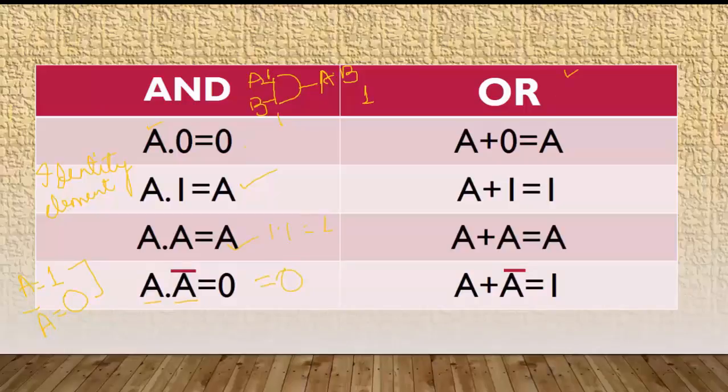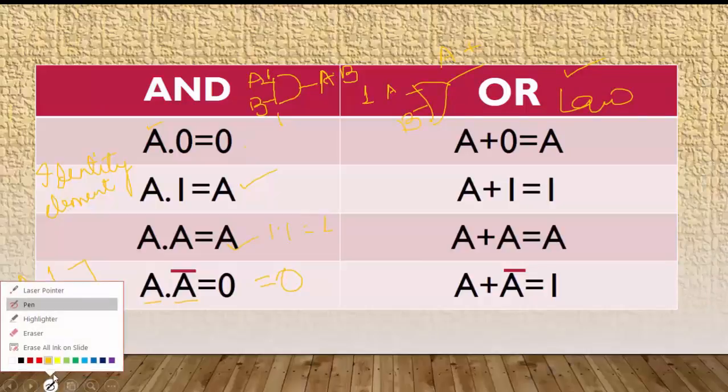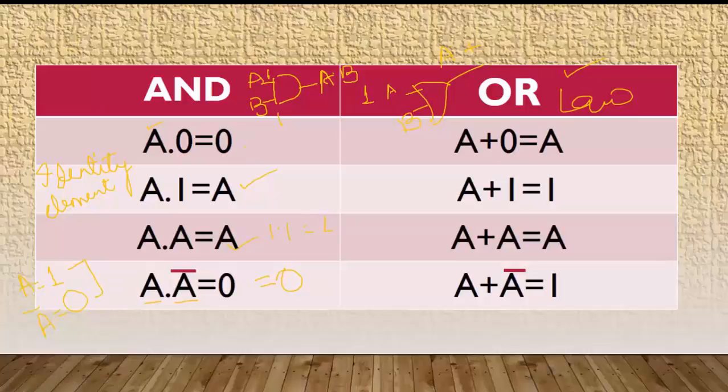Now coming to the OR law, you know, the OR gate. Here it is adding, which means the output we get is plus, you will get A plus B. Okay, so here we are ORing: A plus 0. If we are adding 0 to this, the value is not getting changed, so we are getting A. So here 0 is the identity element.